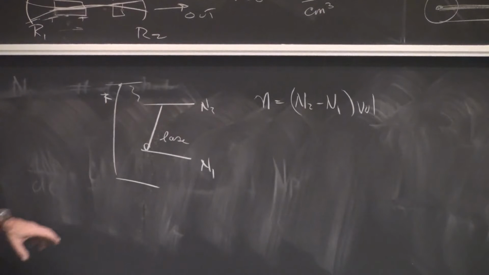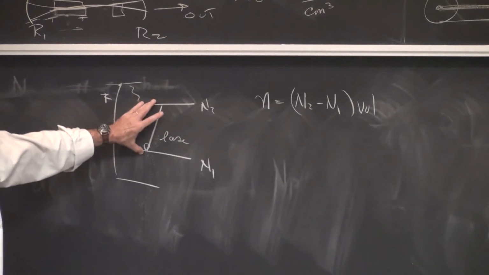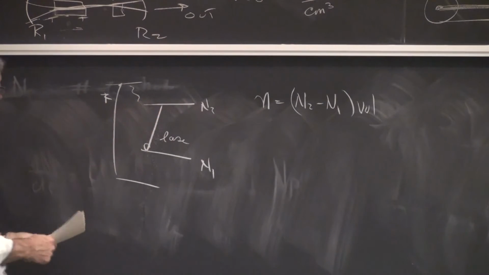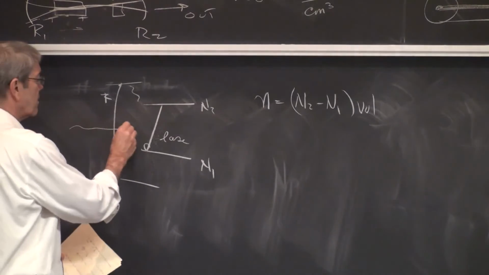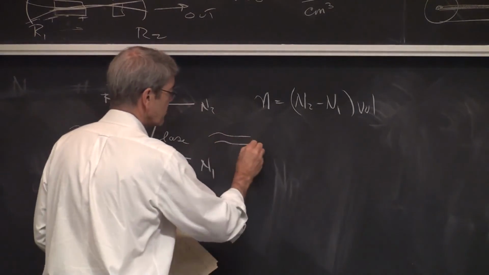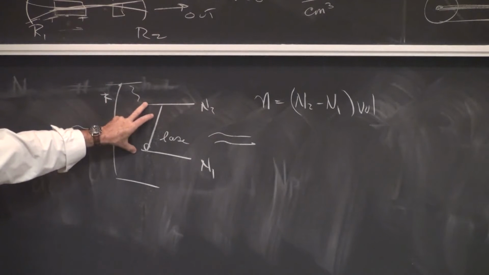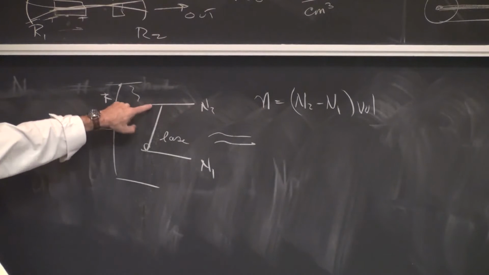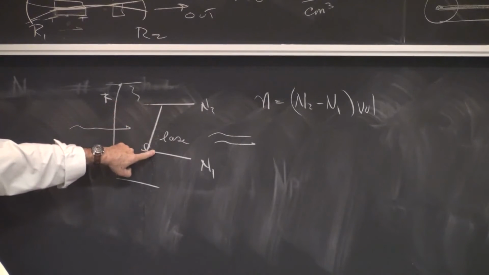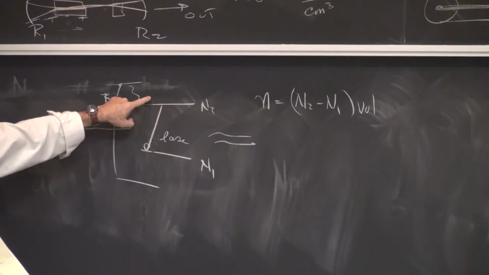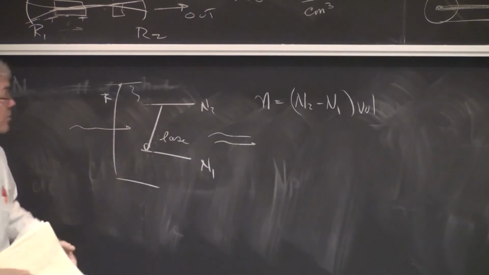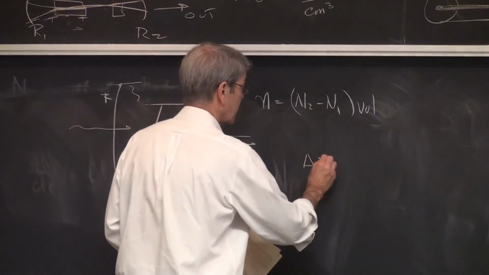So I've got an inversion of n, I'll use a simple number, let's say 100, okay? I bring a photon in, 2 photons leave. So I have stimulated emission. What's n now? So with stimulated emission, I took one from here, I put it there. So this is reduced by 1, that's increased by 1. So delta n equals 2 for a stimulated emission.